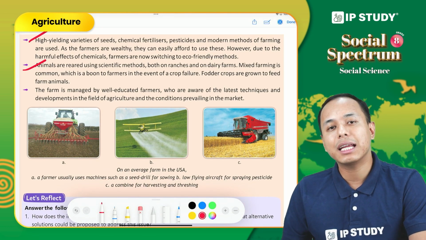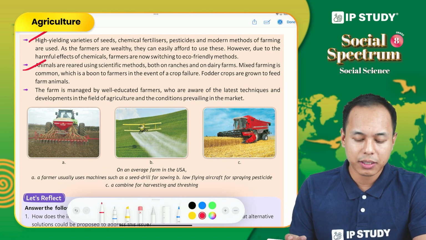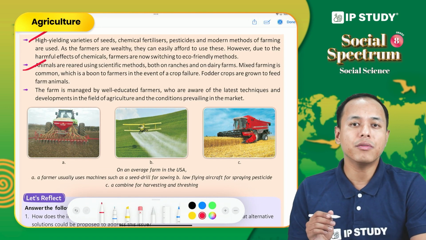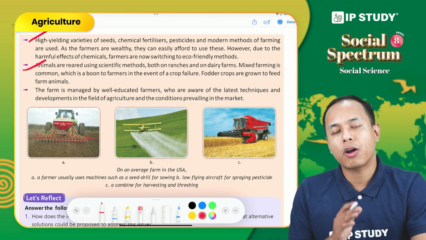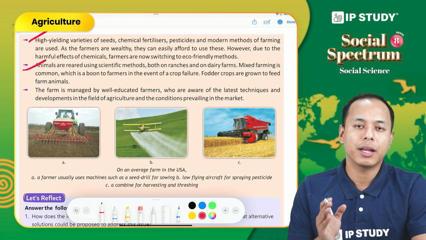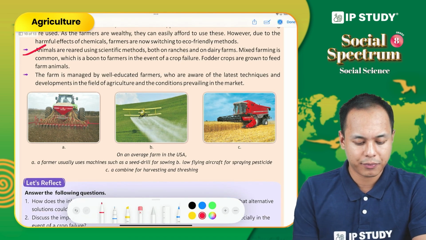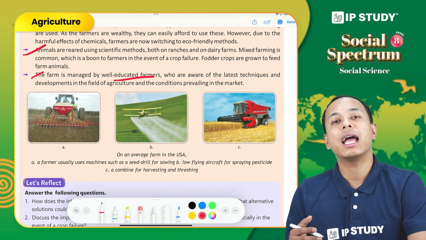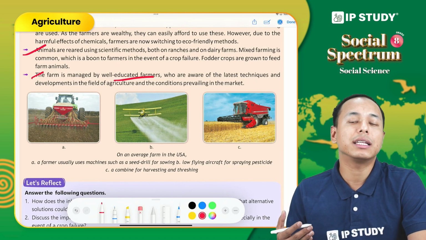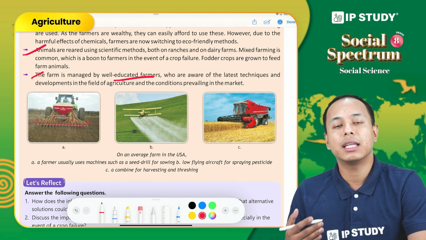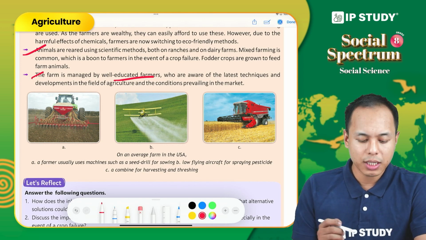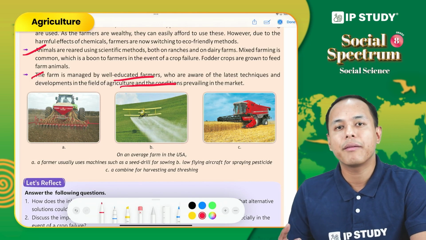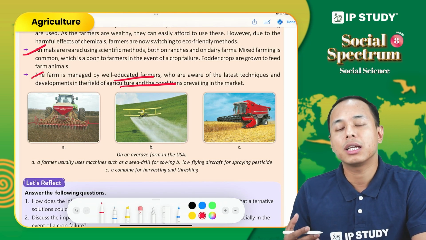Animal that is raised, it is done through scientific method. Mixed farming is also very common in the farms of USA, where crops and animals both are reared and cultivated in the same farm. The farm is managed by well educated farmers who are aware of the latest technology. As such, they use latest technology and machine in farming. As a result, huge surplus is produced.